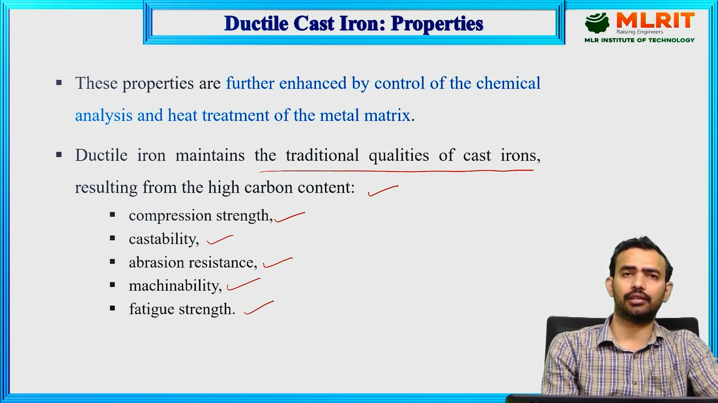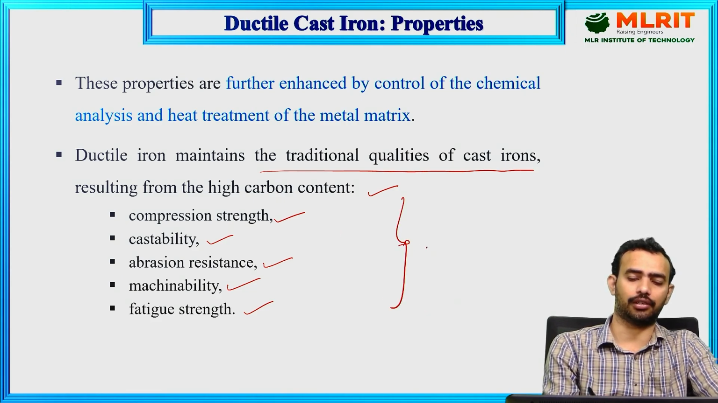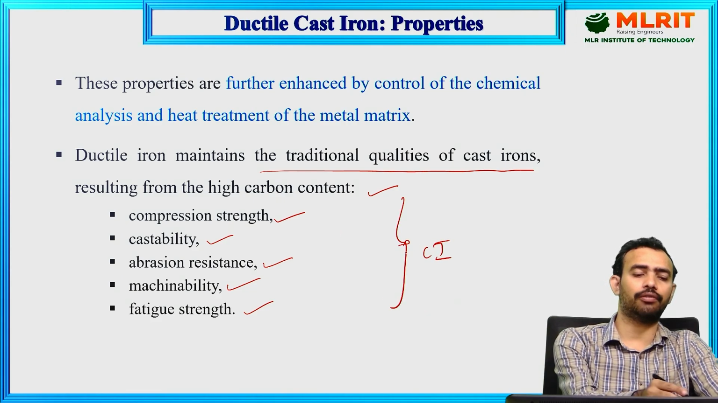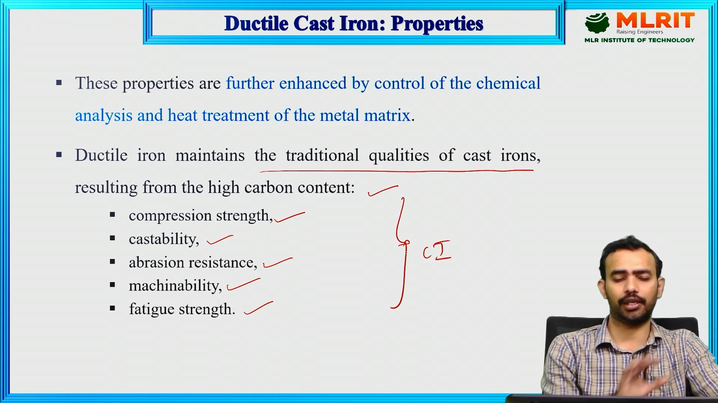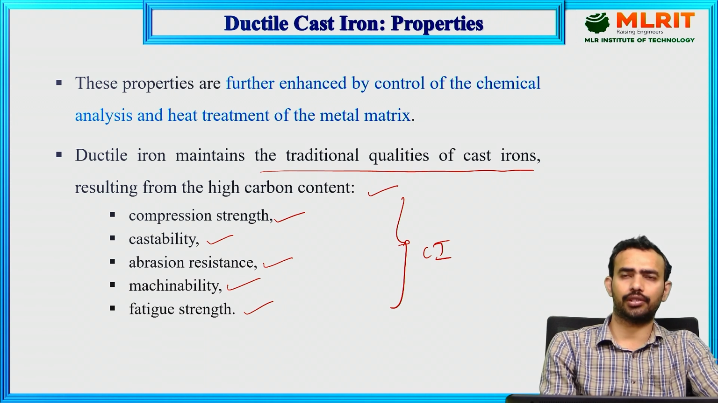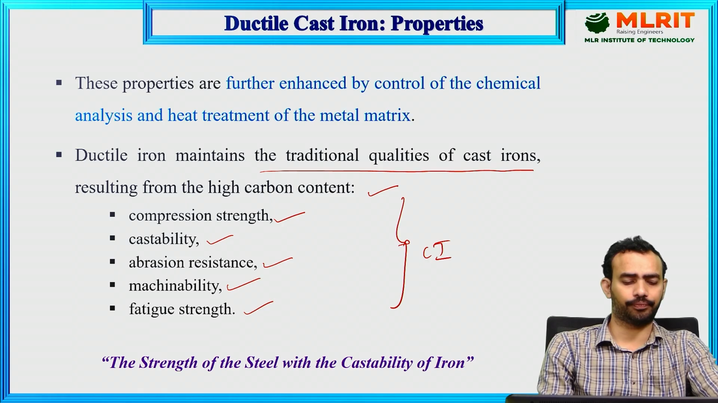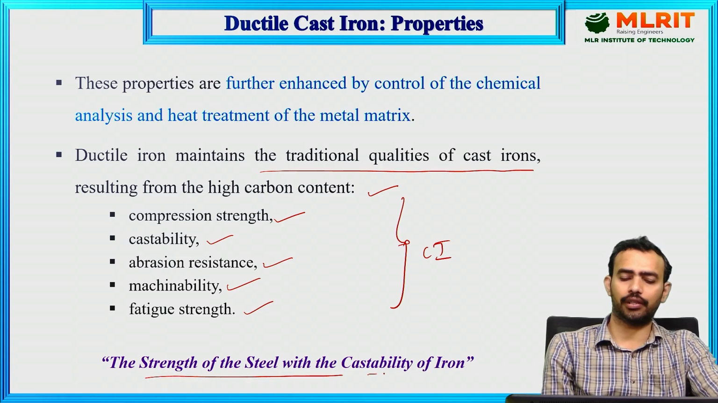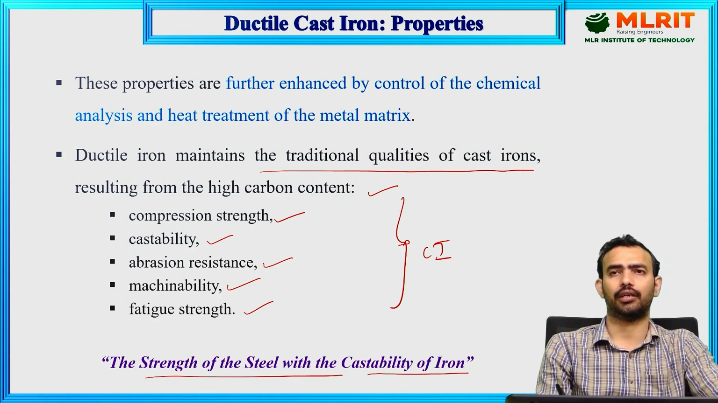It offers excellent fatigue strength also. When subjected to cyclic loading, it offers very good resistance. These are the general qualities of cast iron, so they are also applicable to your ductile iron. It is overall a good comprehensive material with a good trade-off between all the properties: the strength of the steel with the castability of iron. In short, we can give this title to ductile iron: the strength of steel with castability of iron.